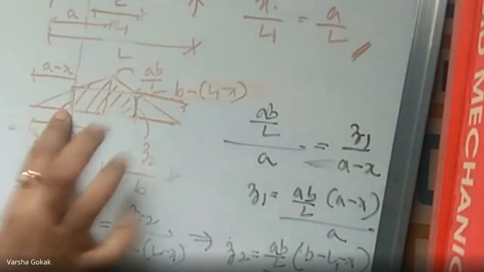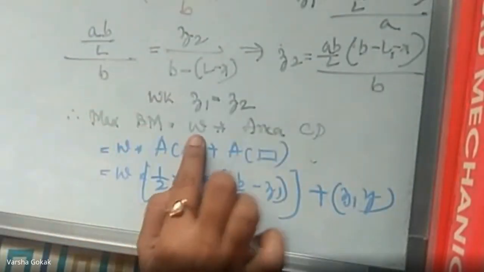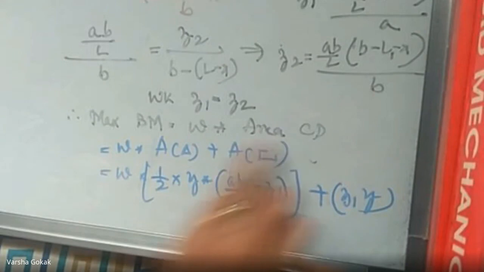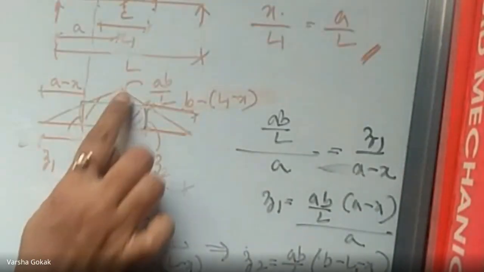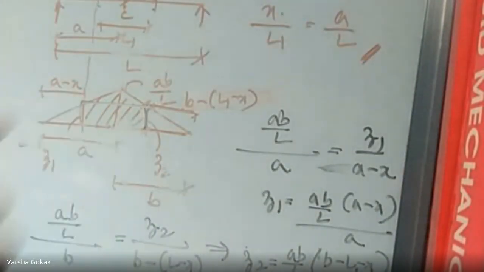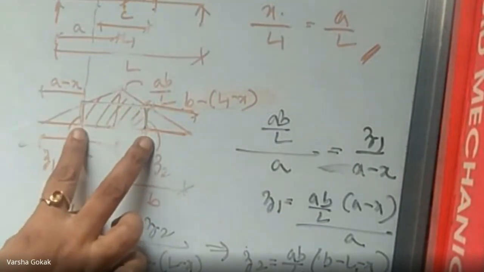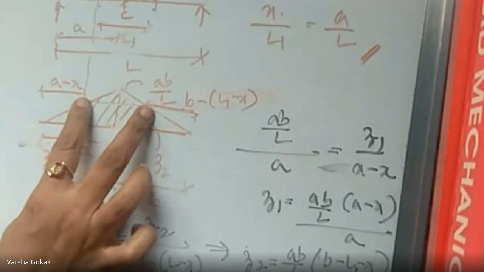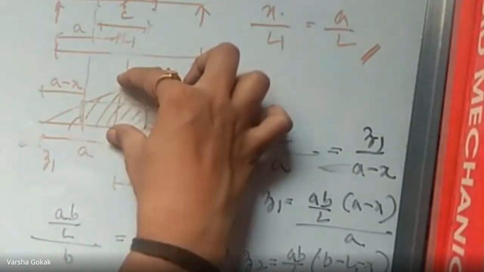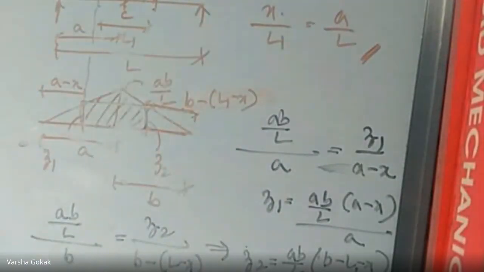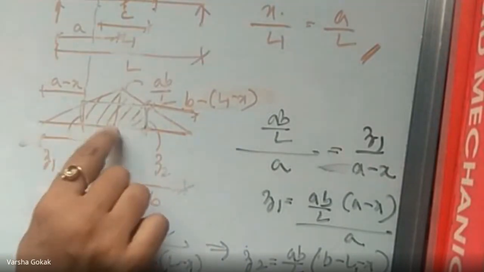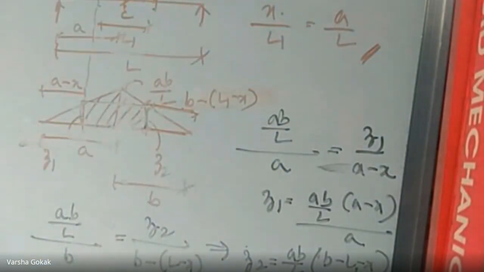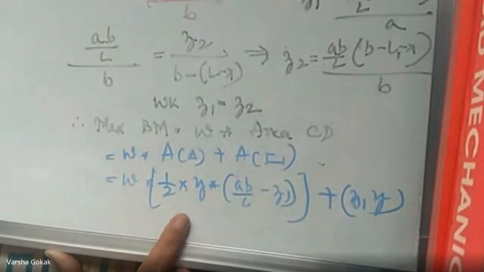Get the values of Z1 and Z2 like this and write the equation. Maximum bending moment is load into area between CD. That area between CD is what? Area of a triangle plus area of a rectangle. So rectangle area would be Z1 into Y or L1 and area of a triangle is half base into height. Height is total AB by L minus Z1. So this would be the maximum bending moment equation. Any doubt till here?